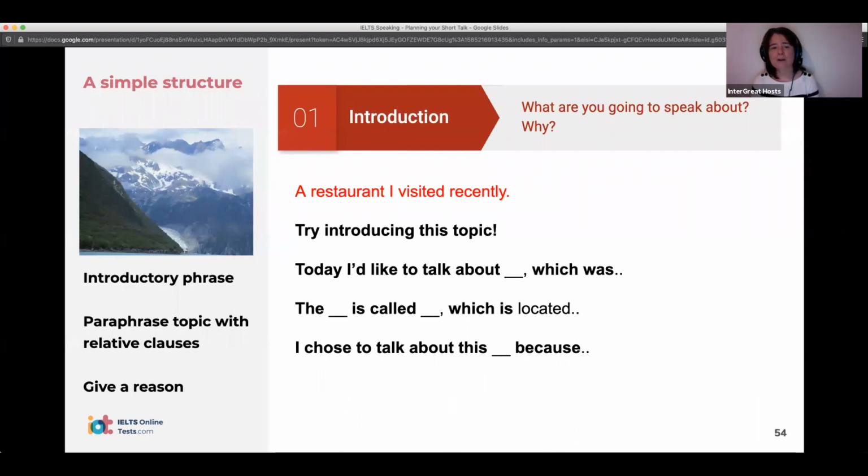If you had to talk about a restaurant that you visited recently, how would you introduce your topic using the same kind of information? Sorry guys, do you mind if I just have a cup of tea? Does anyone want to write in chat what they would say?